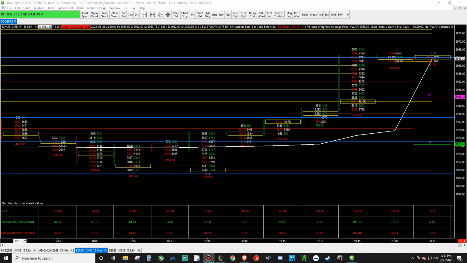What you're looking at is a footprint chart on Sierra Chart. I have another video that shows how to essentially set up a footprint chart. It's not going to be this one. I'll probably do a video on how to set it up. But what you're looking at here is the end of day move on Friday.